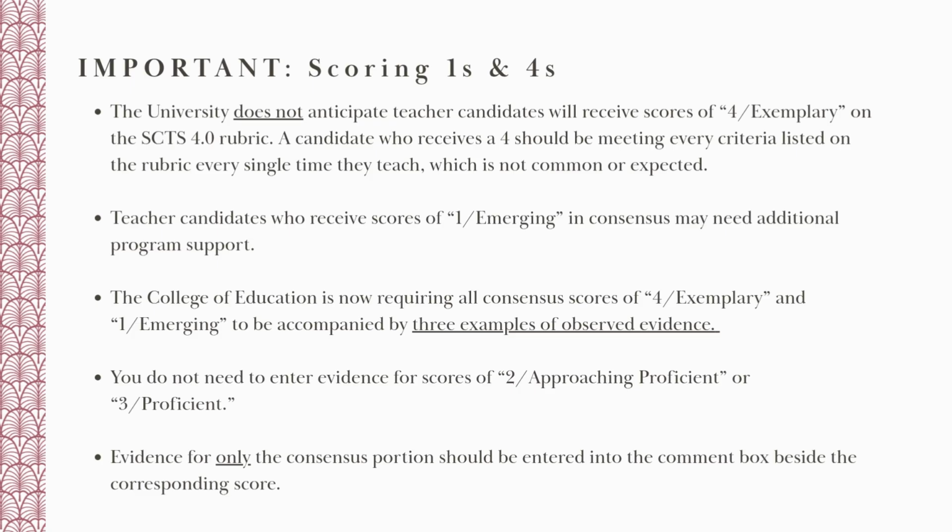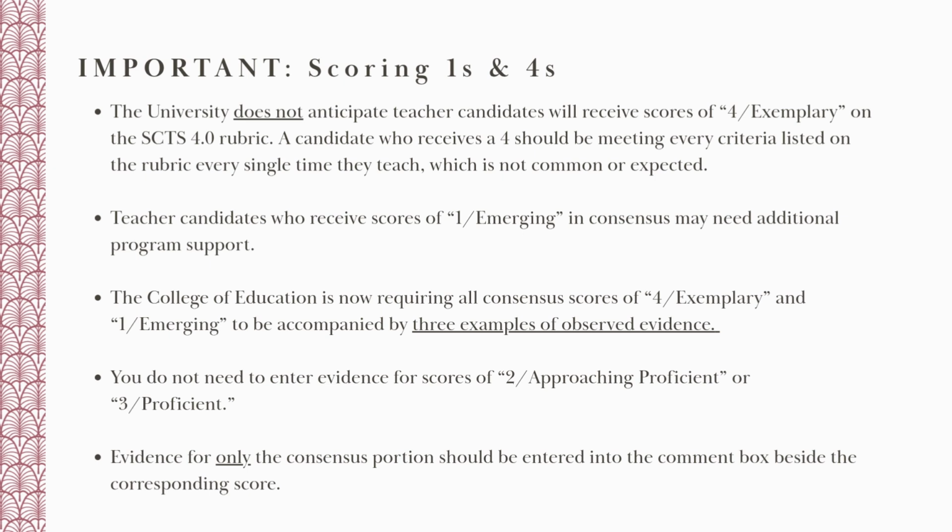Important: scoring 1s and 4s. The university does not anticipate teacher candidates will receive scores of 4 exemplary on the SETS 4.0 rubric. A candidate who receives a 4 should be meeting every criteria listed on the rubric every single time they teach, which is not common or expected. Teacher candidates who receive scores of 1 emerging in consensus may need additional program support.